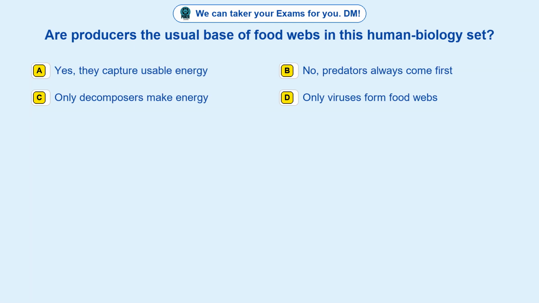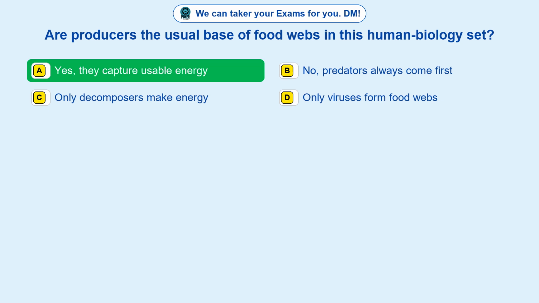Question 17. Are producers the usual base of food webs in this human biology set? Option A. Yes, they capture usable energy. Option B. No, predators always come first. Option C. Only decomposers make energy. Option D. Only viruses form food webs. The correct answer is option A.